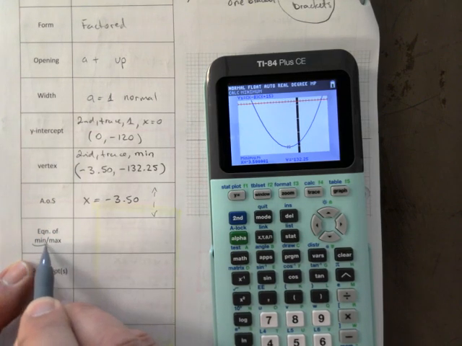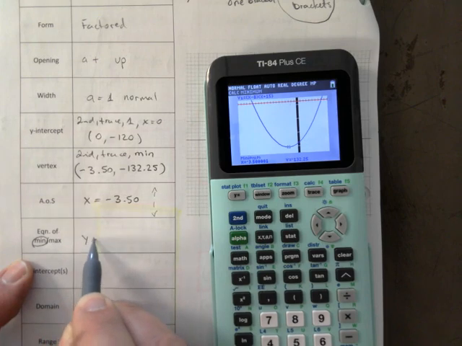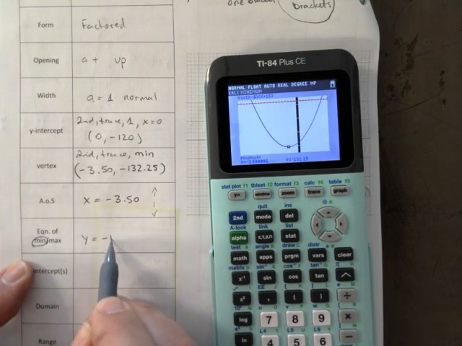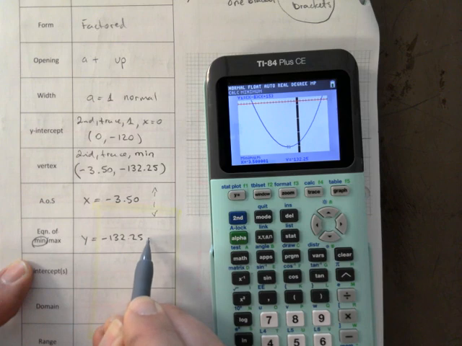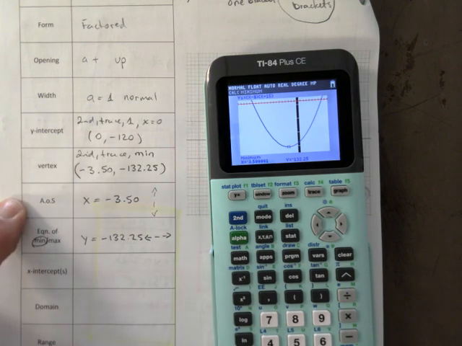Equation of the midline is y is equal to the y value, and that's a horizontal line. Remember that. Also, both of these go through the vertex. Okay.